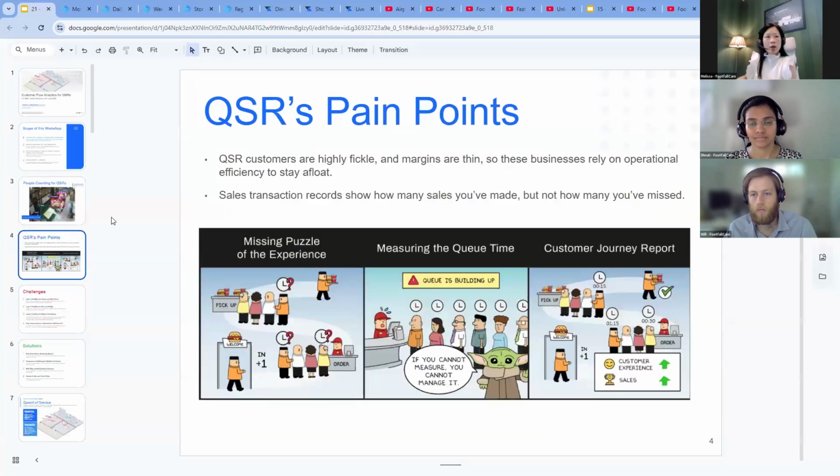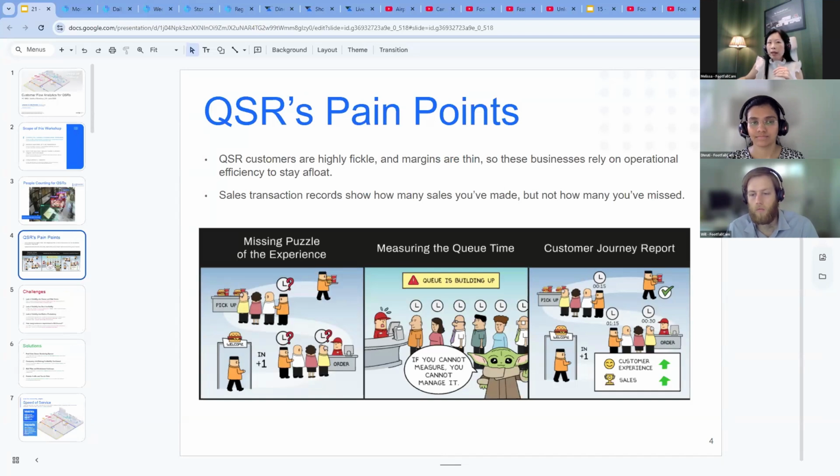So now, the QSR operates in a highly competitive and low margin industry. Customers have many choices, so operational inefficiency, even a small one, can result in lost sales, poor reviews, or customers choosing your competitor. Sales data tells you what you sold, but it doesn't tell you what you have missed. So that's where people counting and behavior analytics fill in the missing gap. It's helping you understand the why behind the numbers.